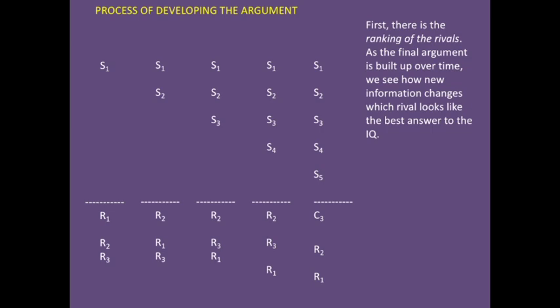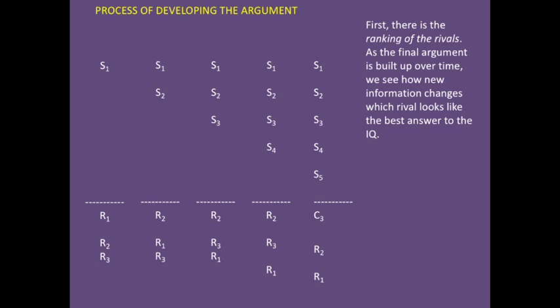So when the investigation first gets started, maybe R1 looks like the best answer to the question based on the available data. And then as more information is gathered, R2 looks like the best answer. But then when all the information is finally in, R3 or C3 turns out to be the best answer to this question. And this idea of ranking gives us a way of thinking about and visualizing the strength of an argument.